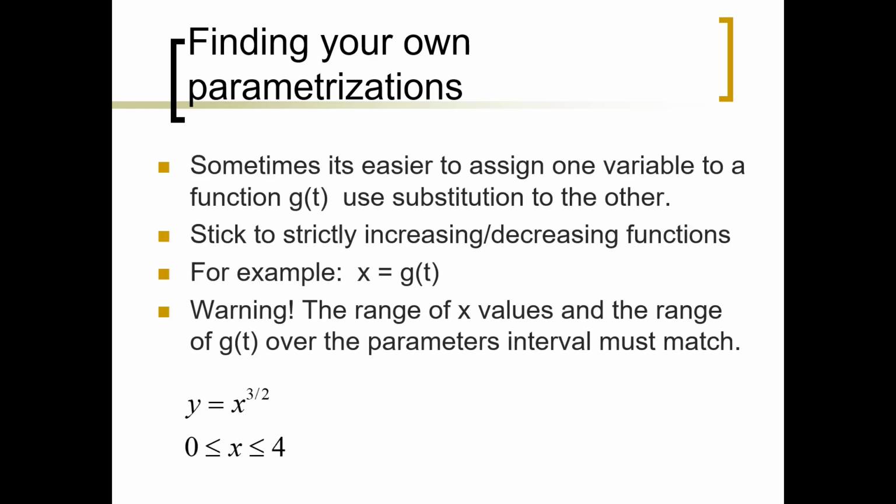But sometimes, given an equation in x and y, using the natural parametrization, just replacing one variable with t to get the other variable as a function of t, really isn't much better than just using the original function of x and y. So sometimes it's better to assign one of those variables to be a function of t and then use substitution to find the other. When you do so, really try to stick to functions that are strictly increasing or decreasing. Otherwise, your parametrization might retrace part of the curve twice, and that might be confusing.